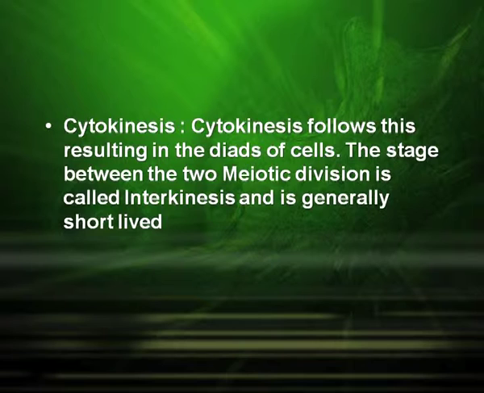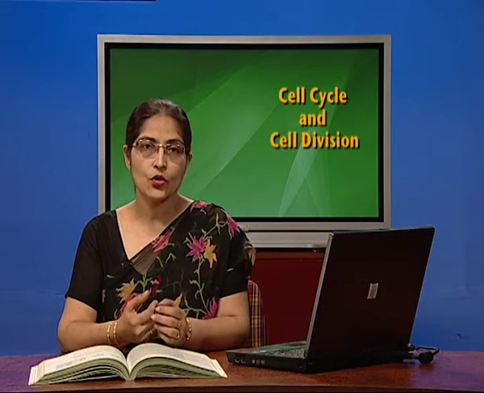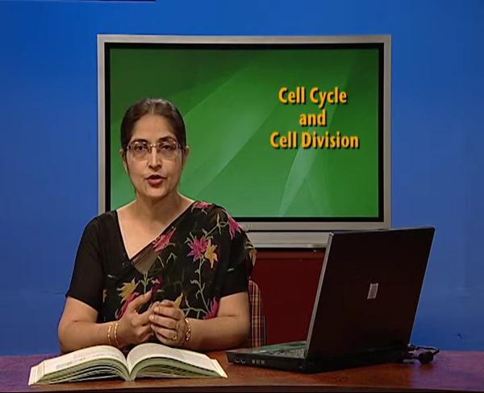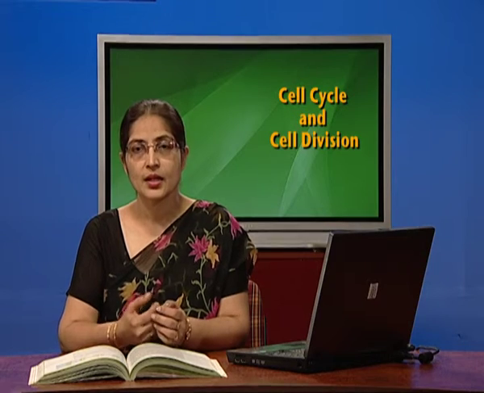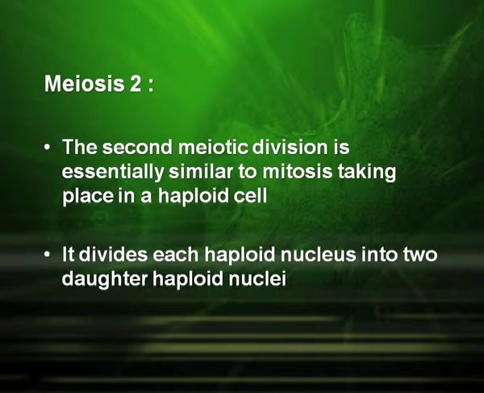The stage between the two meiotic divisions is called interkinesis and is generally short-lived. After telophase 1, this is how the cells would appear. Meiosis 1 is followed by the second meiosis division, or meiosis 2. The second meiotic division is essentially similar to mitosis if mitosis takes place in a haploid cell. It divides each haploid nucleus into two haploid nuclei.